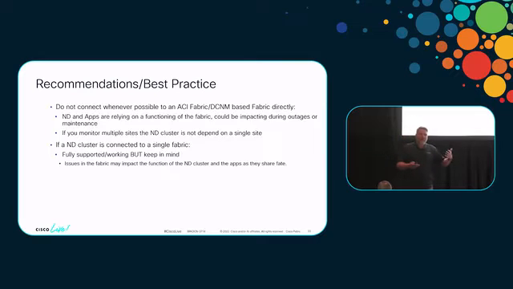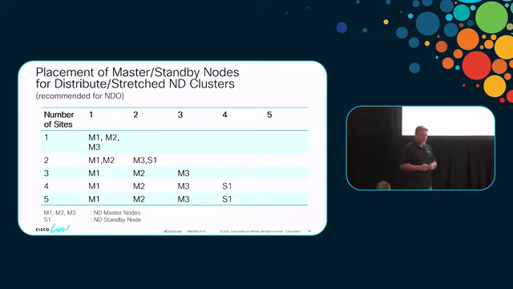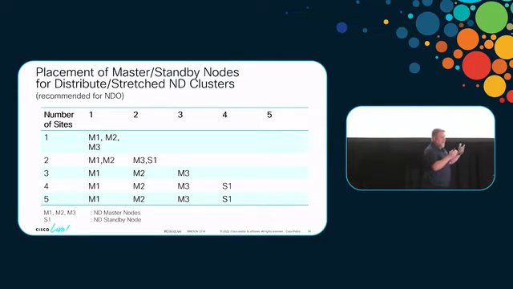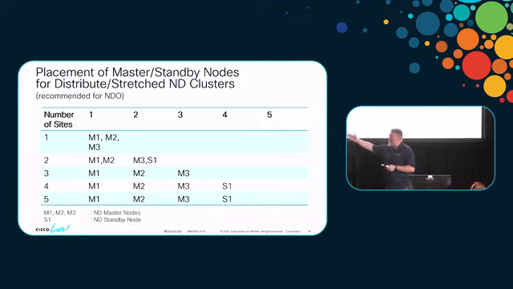Now, this is, of course, very interesting for the use case of NDO. How can I do redundancy for the orchestrator, for the multi-site orchestrator? Right? What can I do? So if I deploy my ND cluster distributed across multiple sites, I can leverage the concept of a standby node. What is a standby node? A standby node is a node whose purpose is to replace a failed master.